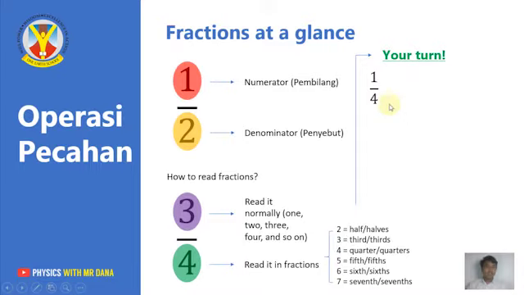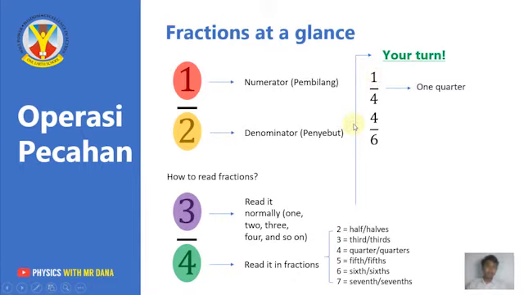Next, 1/4. How do you read 1/4 in English? Again, you read 1 as normal, 1, and for 4 you look at the options, either quarter or quarters. Which one will you choose? Check your numerator. It is 1, so you need to choose quarter. So you read 1/4 as one quarter, without s, because the numerator is only 1.